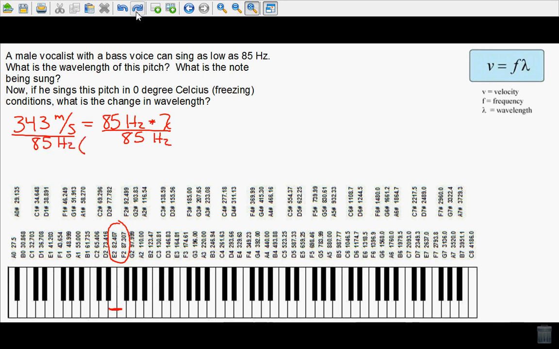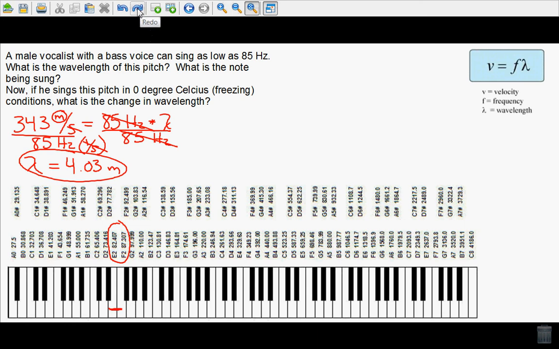Again, we can do this because hertz just means 1 over seconds. So the per second on top cancels out the per second on the bottom, and we're left with meters, and the wavelength becomes 4.03 meters or so. So you can see the change: with a lower pitch, we have longer wavelengths. Less pitch leads to more wavelength.